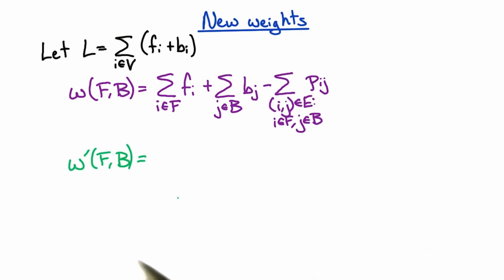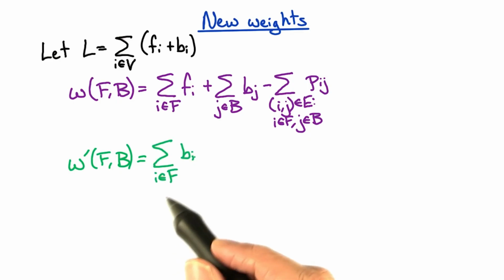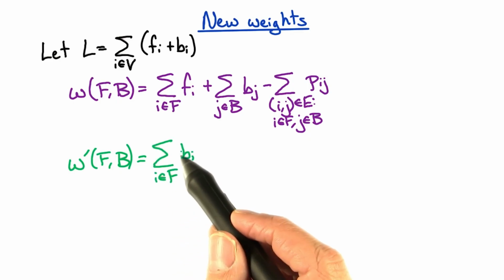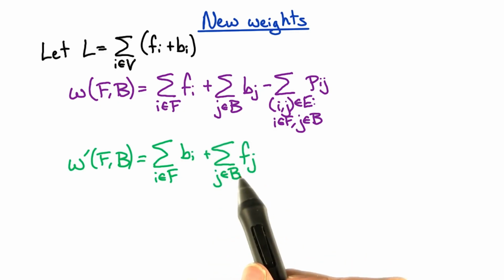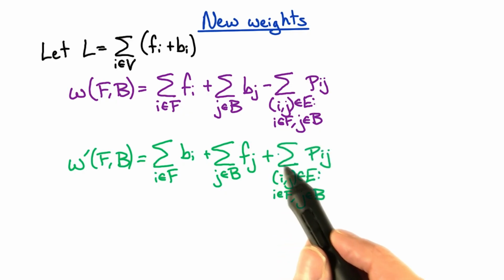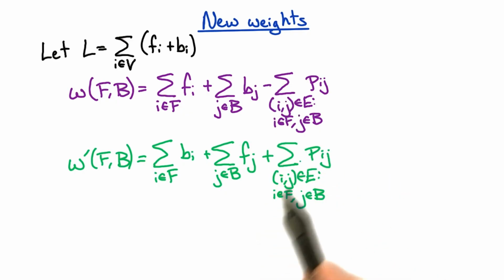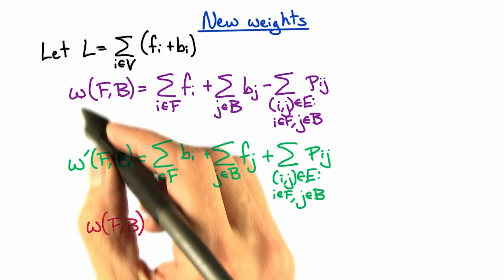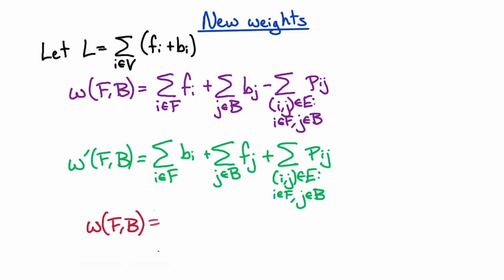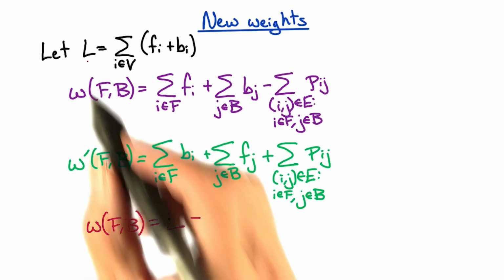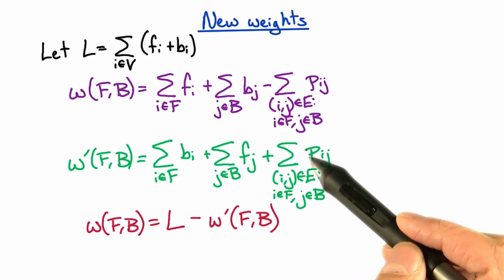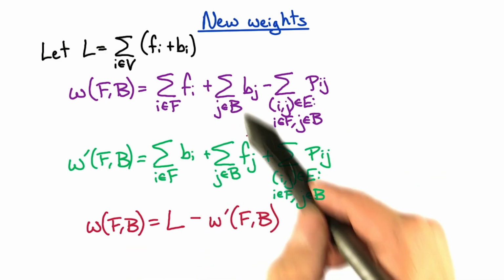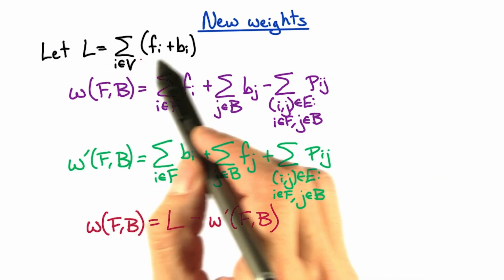Now let's define a new weight, W prime. This is the sum over vertices assigned to the foreground of their background likelihood, plus the sum over vertices assigned to the background of their foreground likelihood. And now we'll add, instead of subtract, the separation penalty. And the key point is that these two quantities are related in the following manner. W of FB equals capital L minus W prime of FB. The separation penalties cancel from both sides, and then when you add up these remaining terms, you get capital L.